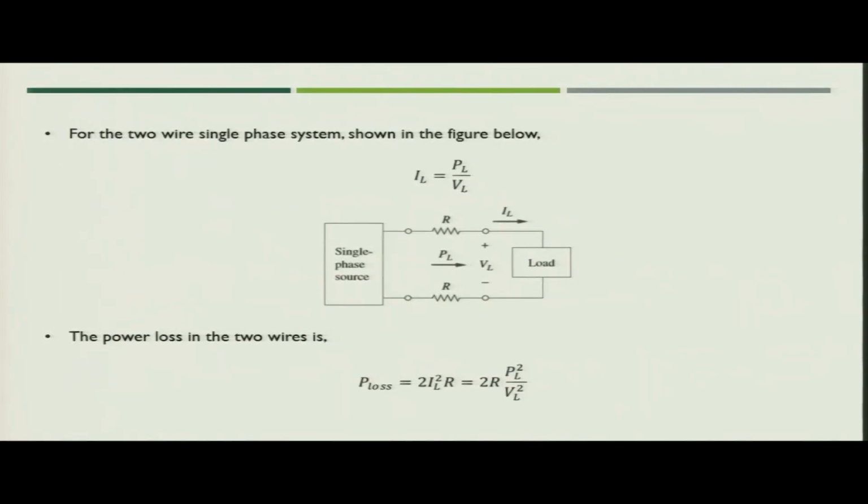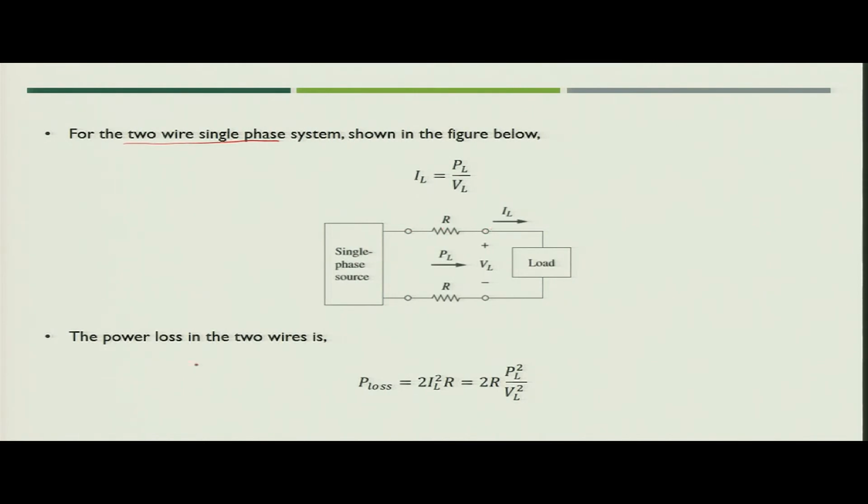Now, in case of a single phase system, we will have 2 wires creating the single phase system, where one single phase source will be supplying power to the load. Let us say that the power being supplied to the load is PL, the voltage across the load is VL, and the current flowing in the load is IL.